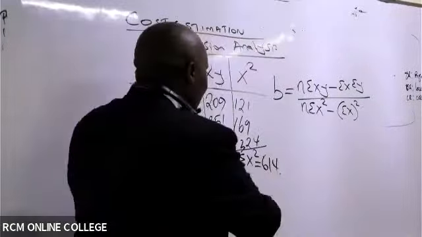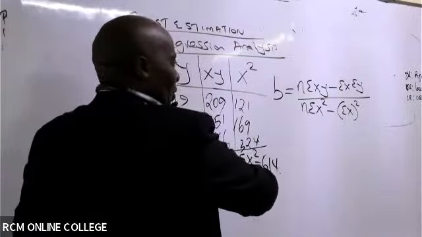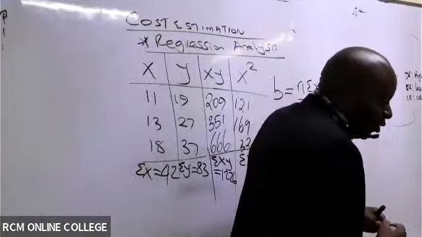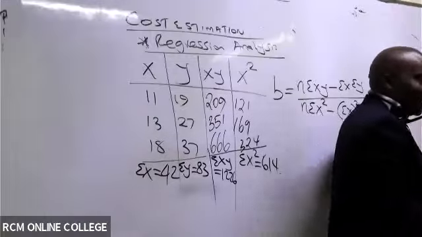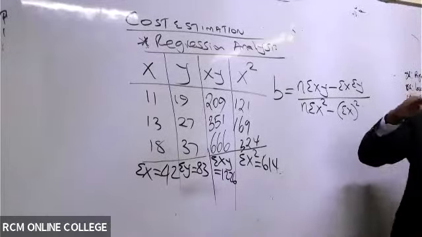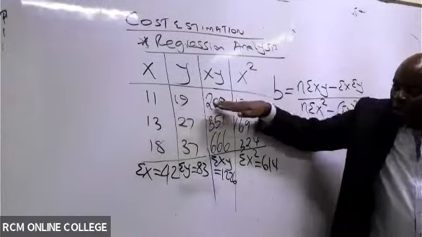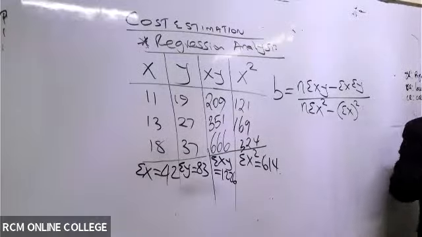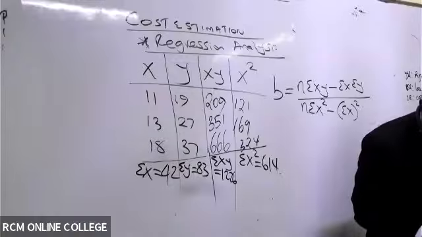So please, given that you have got all these sigmas, the summations, try to substitute them here, plug them in here. But first of all, you have to tell me what is n in this case. 3. Because n is the number of points. We count them this way: 1 point, 2, 3. So n is 3. Try your very best to substitute.